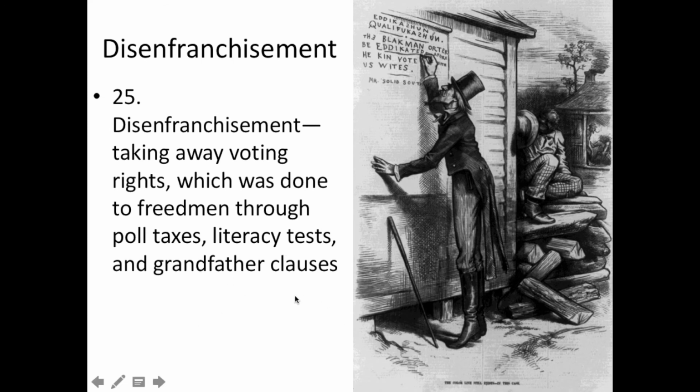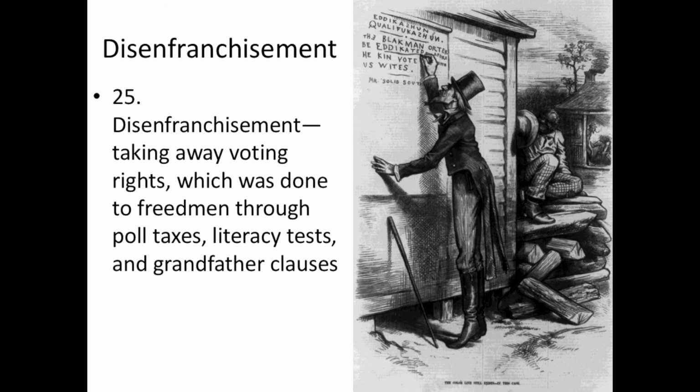Third part, a grandfather clause. This means that if your grandfather did not have the right to vote, then you did not have the right to vote. Well, think about that. If you are a Southern black in this time period, think late 1800s, your grandfather was a slave. So your grandfather did not have the right to vote at all because he was not a citizen. They didn't even consider him a human, so he definitely did not have the right to vote.